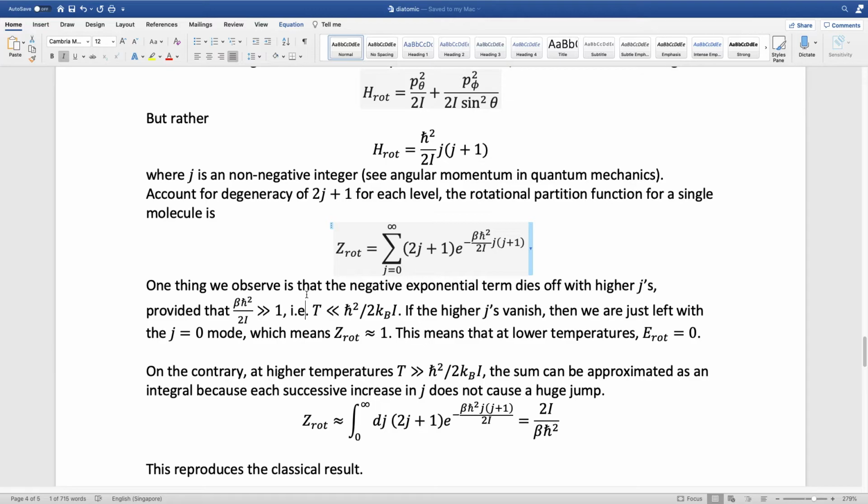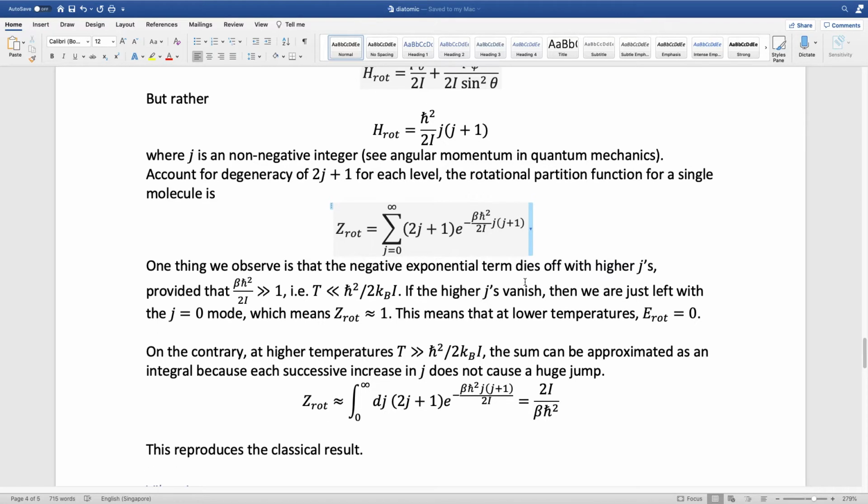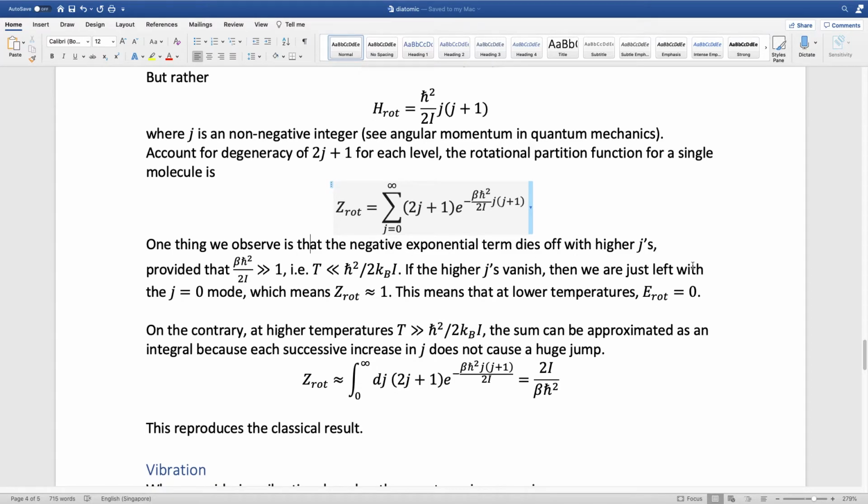So how do we do this sum over here? Well, actually, we don't need to evaluate the sum to see why the phenomenon happens. One thing we notice is that the negative exponential here should die off quickly if j gets too big, provided that this term in the exponential is greater than 1. Then as j gets higher, the exponential kills off the terms really quickly such that they tend to 0.